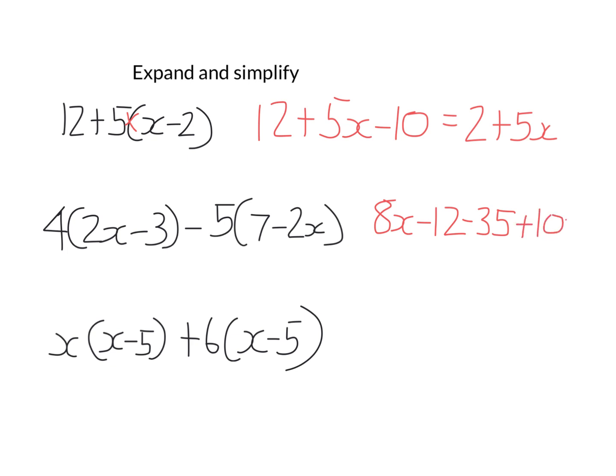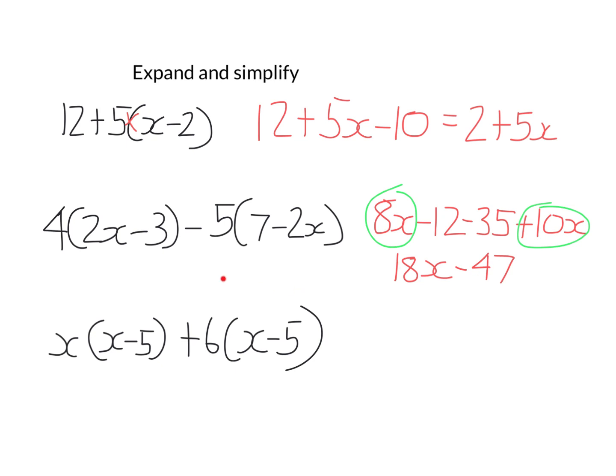So now we have an expression that has 4 terms. We look for the like terms. 8x and positive 10x are like terms. 8x plus 10x is 18x. Of course, -12 and -35 are like terms. -12 subtract 35 gives you -47. We can't simplify this any further and we're done.